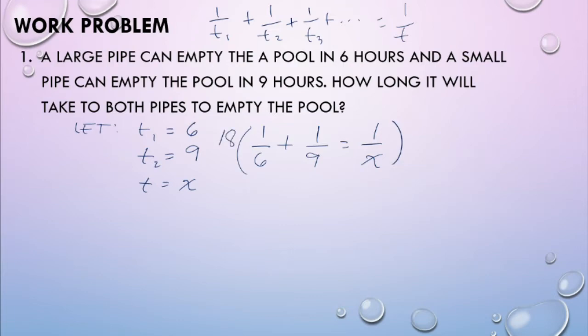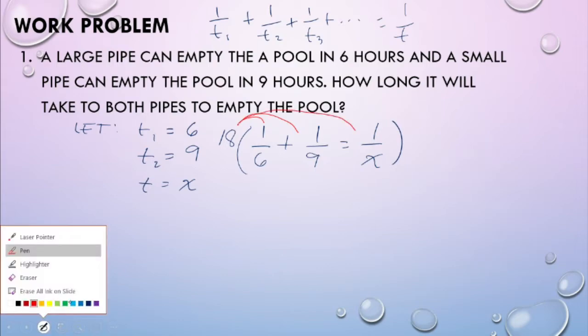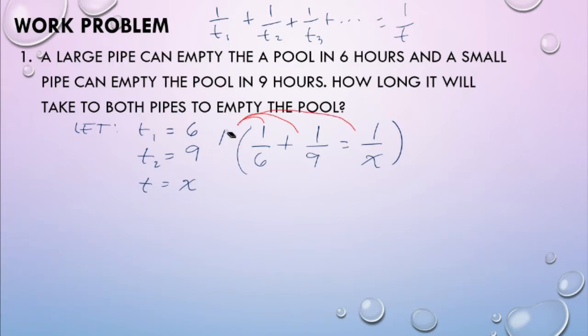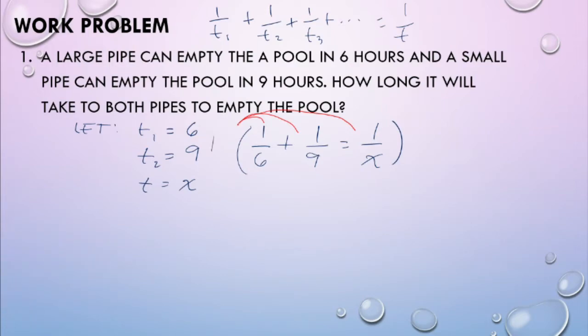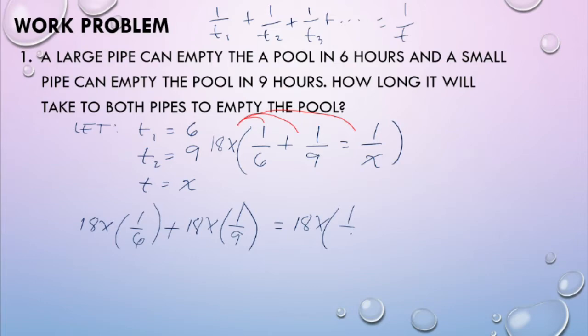So therefore, we can just multiply the equation by 18x. So distribute 18x to 1 over 6, 1 over 9, and 1 over x. Sorry, this must be 18x, not 18. Okay? So what happens is 18x times 1 over 6 plus 18x times 1 over 9 equals 18x times 1 over x.